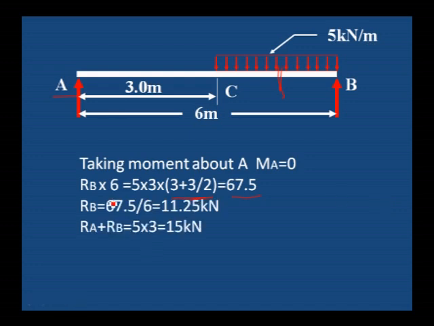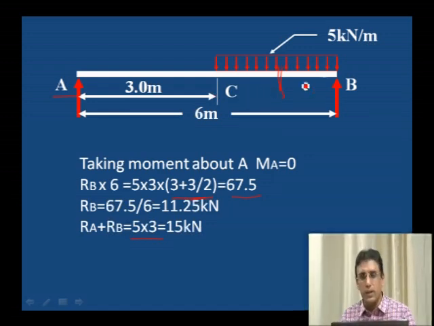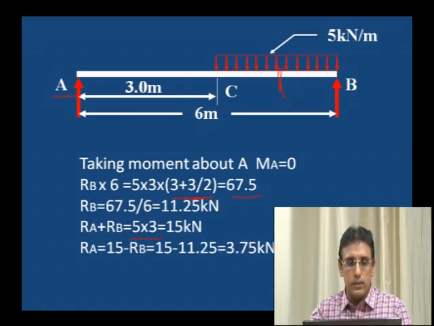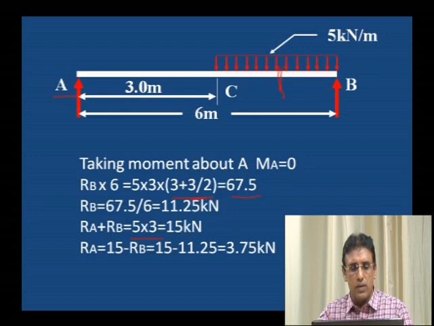RA plus RB must be equal to 5 into 3. That is 5 into 3 is the load, and 3 is the distance, up to 3 meter it is acting. Therefore, RA is equal to 3.75.